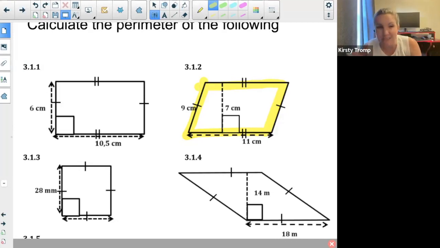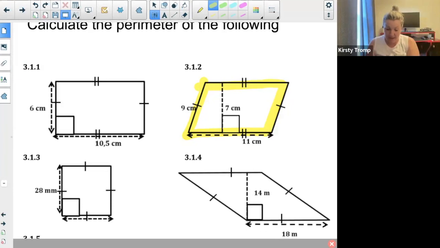Why is that 7 there? Why is the 7 there, guys? The 7 is there to trick you. It's for the area. Exactly. Well done. Okay. All right.